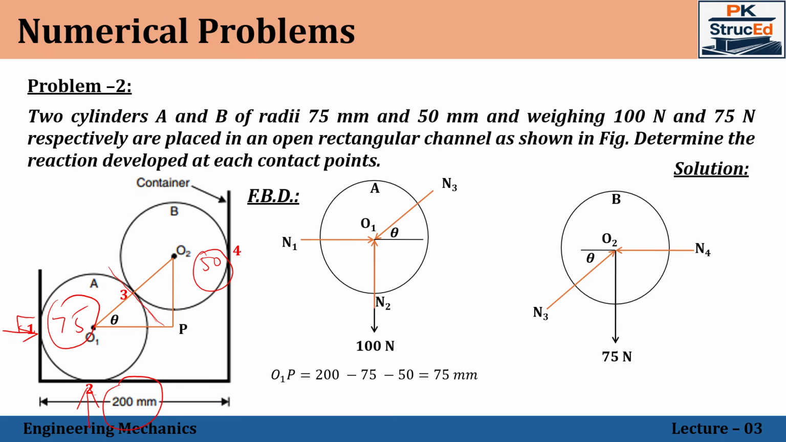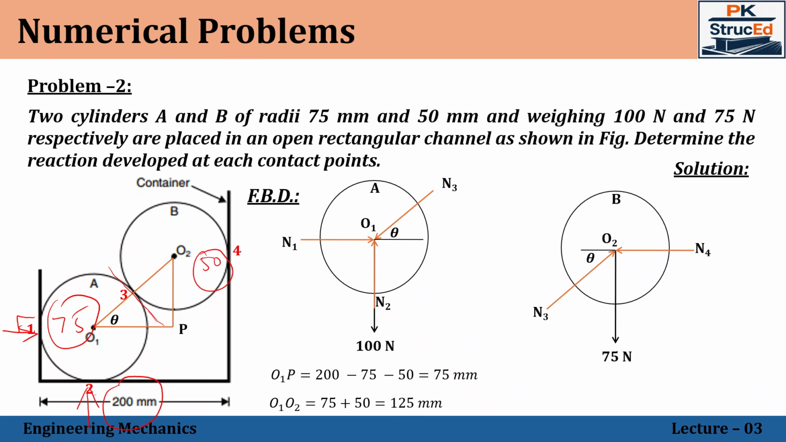So the diagonal represents the line connecting the center points, which means that O1O3 is the radius of this cylinder and O3O2 is the radius of this cylinder. Since the radii of both the cylinders are known, we can easily find O1O2, which will be equal to 75 plus 50, equal to 125 mm.